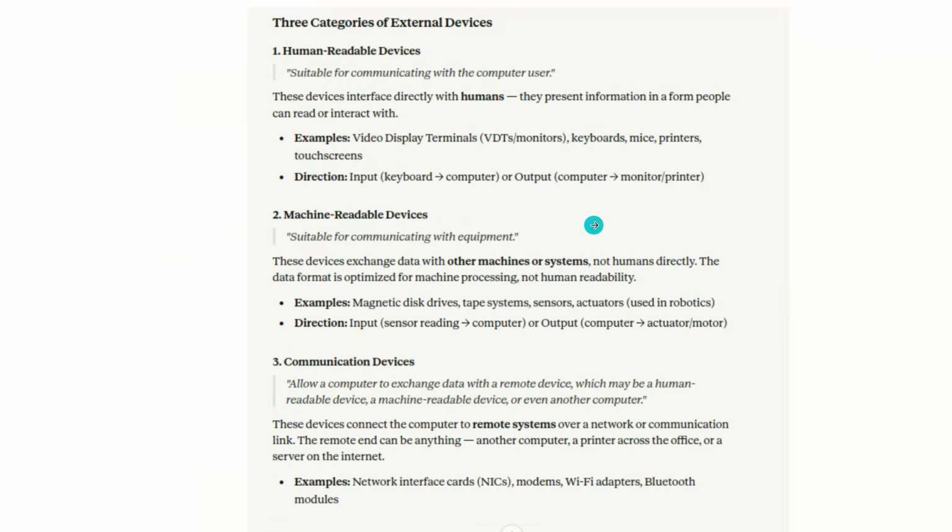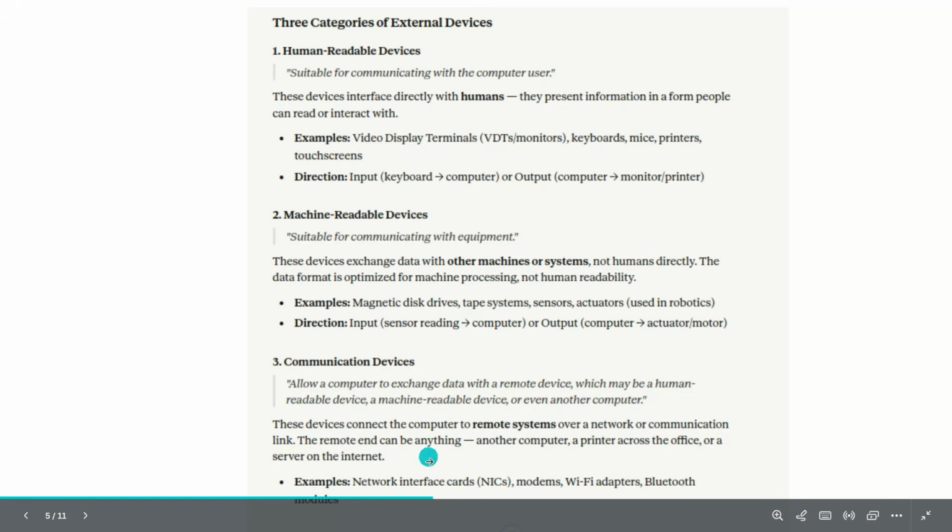Okay. Then we talked about the different categories of external devices. We have human readable devices, which help to communicate with the computer's users. Machine readable devices help to communicate with equipment, suitable for communicating with other machines or systems, like magnetic disk drives, tape systems and so on. Communication devices are those which allow communication with remote devices, which can be human readable devices, machine readable devices, or other computers, like Wi-Fi adapters, network interface cards, modems, Bluetooth and so on.